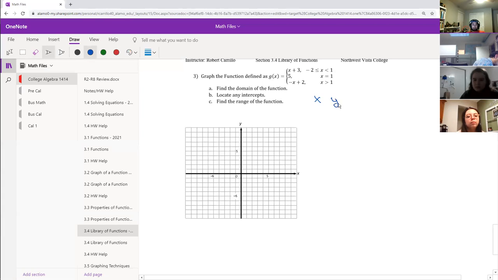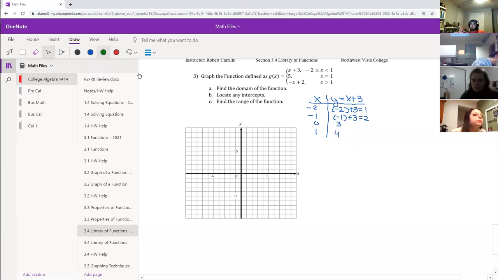Okay, XY chart. Y equals X plus 3. And then the first part, we can take X values from negative 2 up to 1. So this will give us negative 2 plus 3. That's equal to 1. 1 plus 3 is 2. So then this will be 3 and this will be 4.